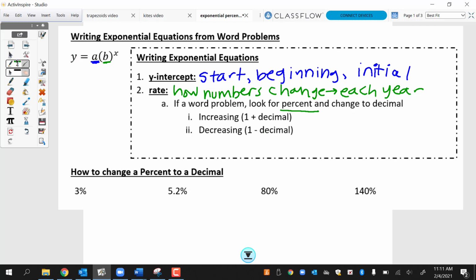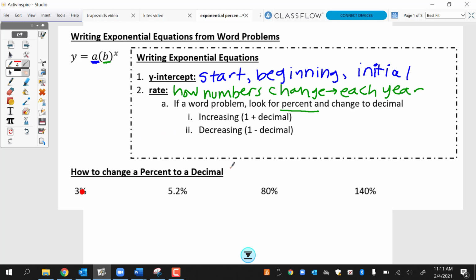So first of all, how do you make a percent into a decimal? To change a percent to a decimal, we're going to put our decimal point. Where do I put it? Well, if it's not already written there, like in 5.2, there's already a decimal. But in 3%, I don't see a decimal. So where do I put it? Well, I'm going to put it on my percent sign. That's how I know where to put it.